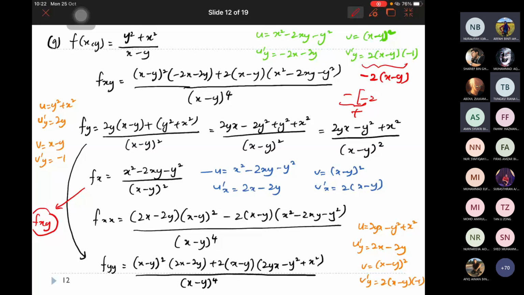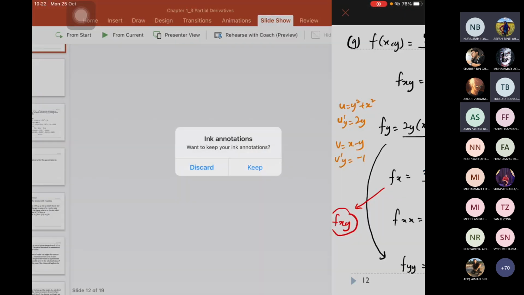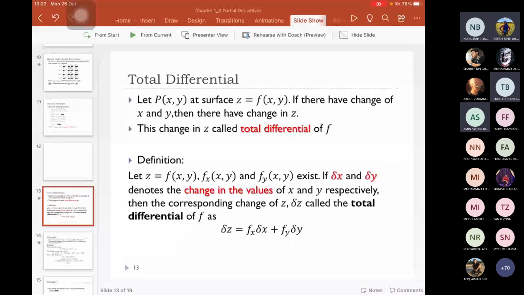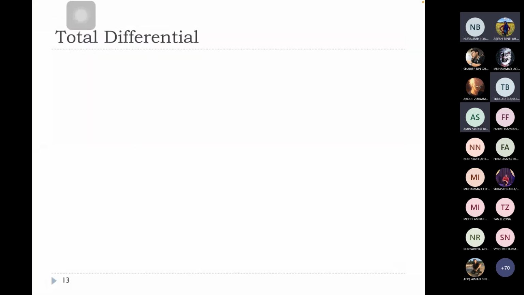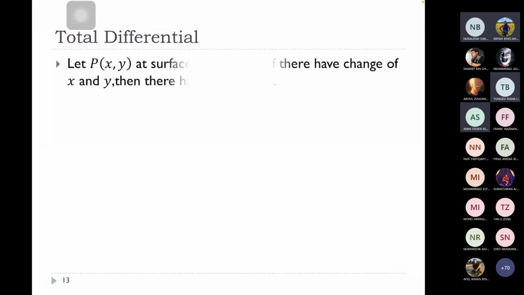Okay. Kita continue with total differential. Total differential. So, take a look at the total differential. What does it mean by total differential? Okay. So, total differential, let's say you have a function of p that is surface of z equal to f of x y.